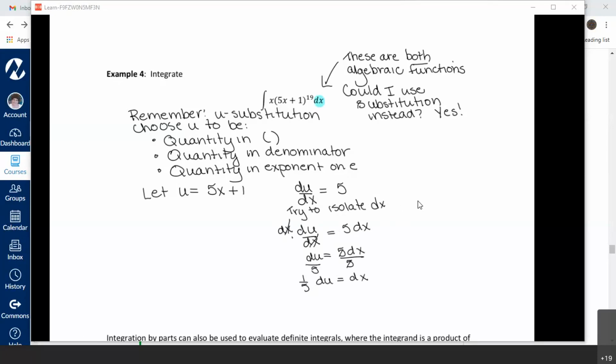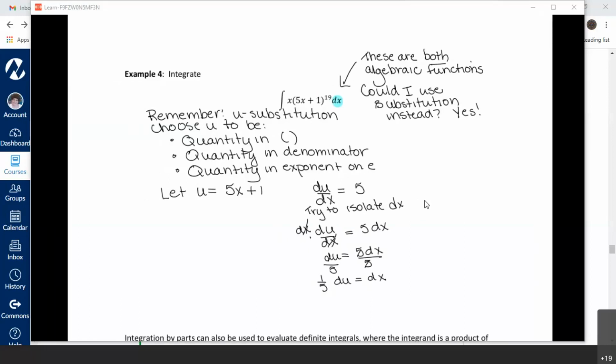Remember, integrals just come at you in the wild. They don't just show up in the chapter on substitution or the chapter on integration by parts. You have to make the decision. So that's great. So far we have dx is 1/5 du, and we have this part is going to be u. But we still have a problem. We have x. Everybody see the problem?